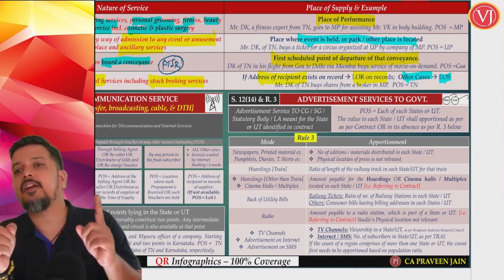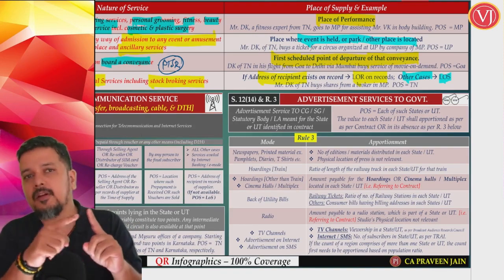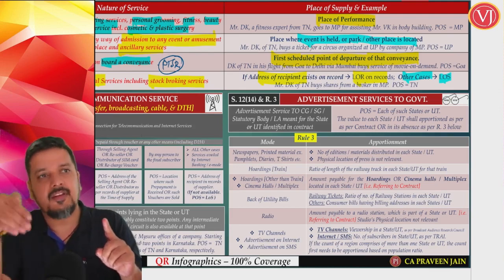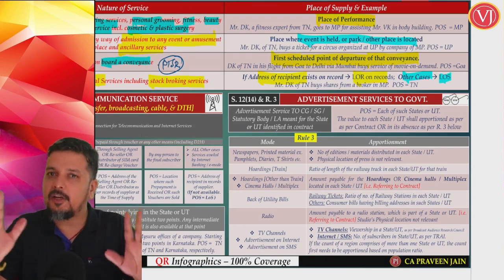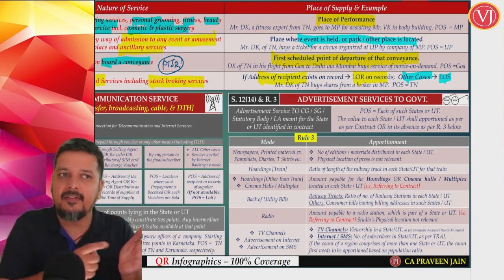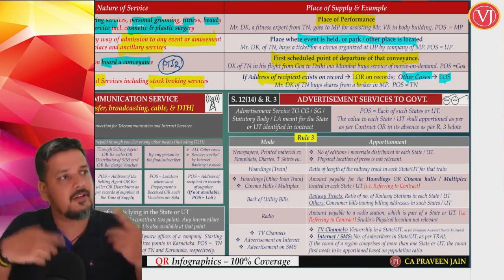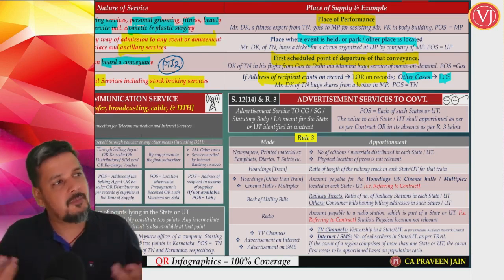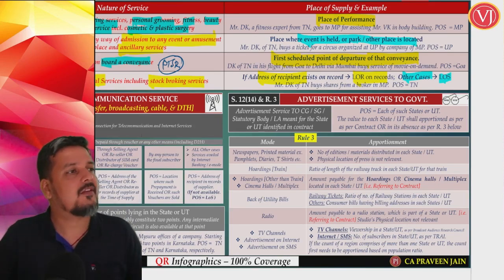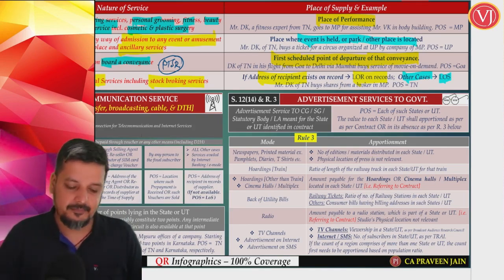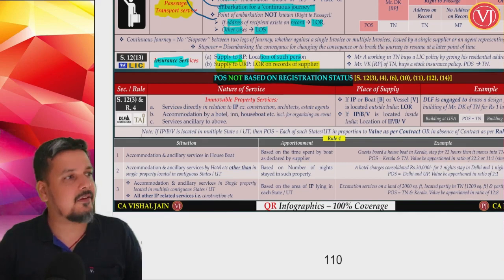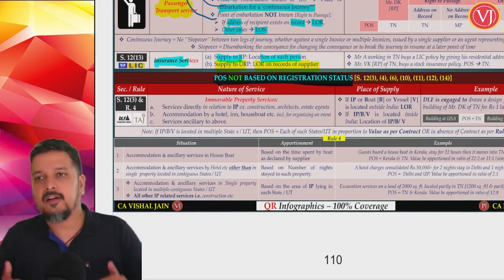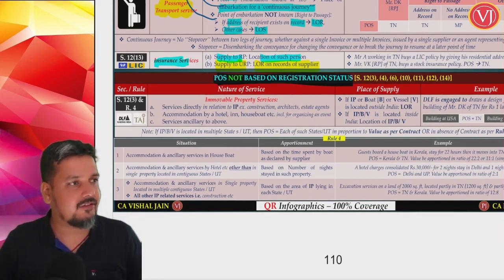So please differentiate it. Insurance, B2B, location of registered recipient. B2C, location of recipient which is available on records. Banking, financial services, including stockbroking, whether B2B or B2C: if the address of the recipient is there, location of recipient on record. If it is not there, which is very rarely possible, then location of supplier. Now, if you look at the earlier part, whatever place of supply were based on registration status, we saw it with related points which are not based on registration, B2B or B2C.